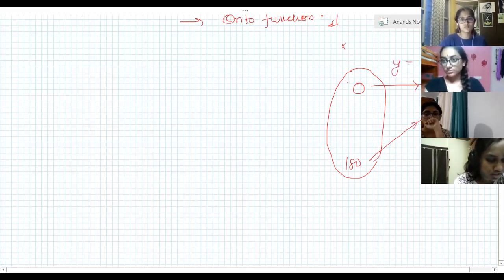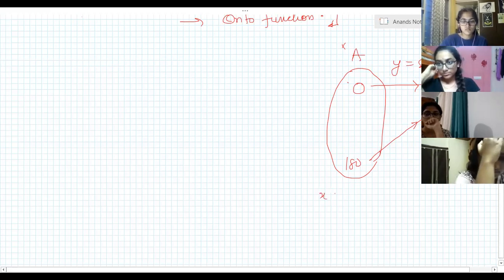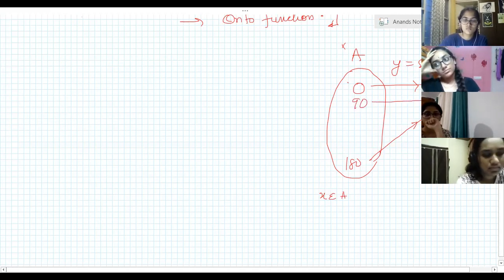So y is equal to sine x. This is a function. This is A. This is B. Our x is going to belong to A, which is the set of real numbers. And this is y. So we are seeing that sine 0 is 0. Sine 180 is also 0. Then sine 90 is 1.